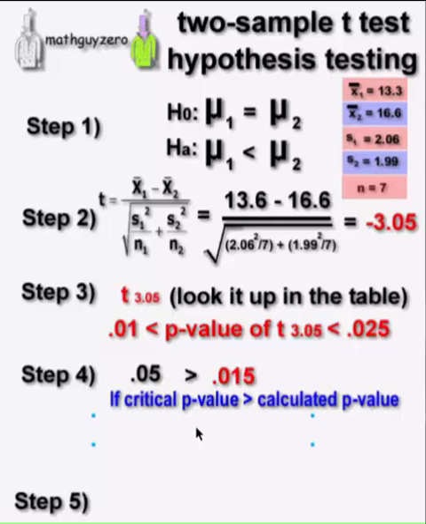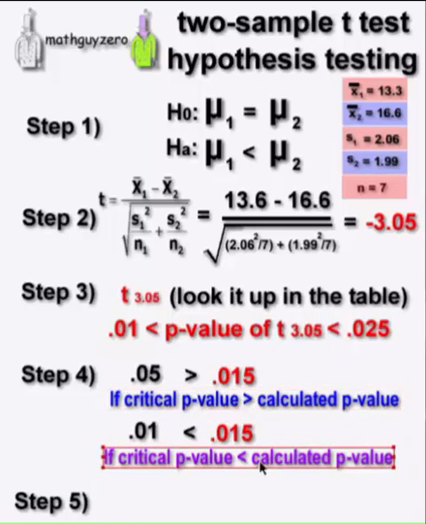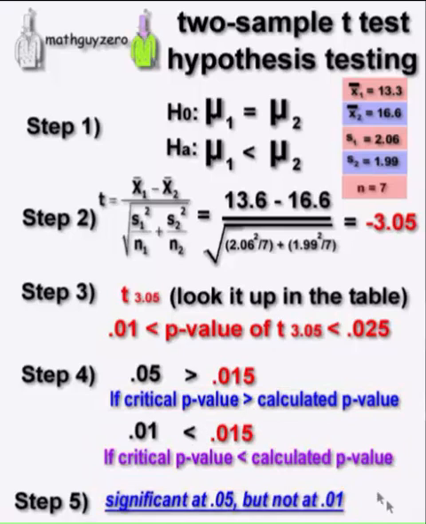But let's do it at the other level, the 0.01 alpha level. That is not true, so the critical value is less than the calculated value. For this one, we would not reject the null. So it looks like the data is significant at the 0.05 level, but it is not significant at the 0.01 level. That's all there is to it.